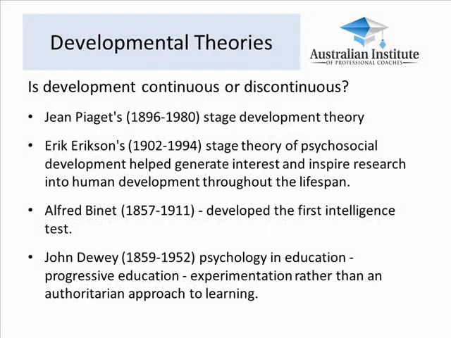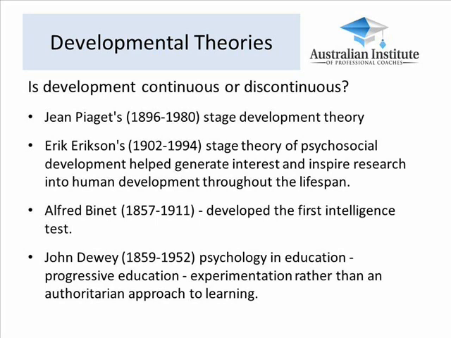Developmental theory has its origins in the late 1800s. The question at that time, and still today, is development continuous or discontinuous? Jean Piaget is known for developing his stage development theory that posits people learn and grow in stages. Erik Erikson subsequently developed a stage theory of psychosocial development, which helped generate interest and inspire research into human development throughout the lifespan, that is, from birth right through until death.